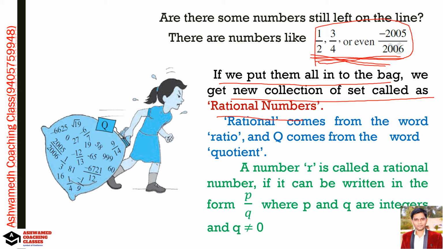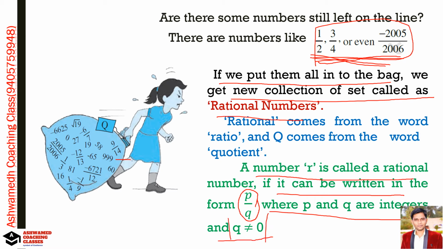A number is said to be a rational number if it can be written in the form of P upon Q, where P and Q are integers and Q is never 0. This is very important.